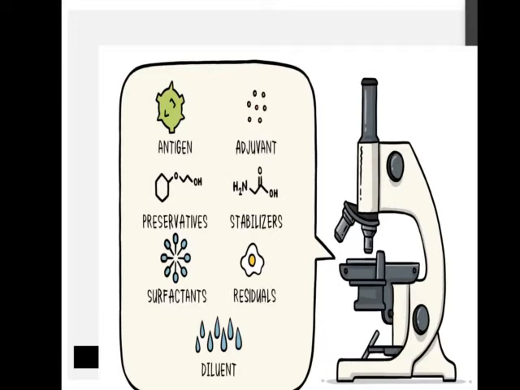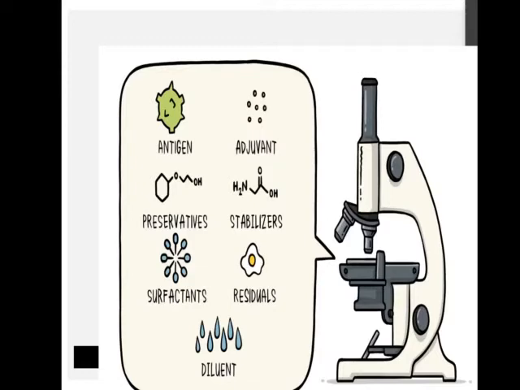Adjuvants are something that improves the immune response to the vaccine, sometimes by keeping the vaccine at the injection site for longer or by stimulating the local immune cells. These are adjuvants. And next is our dilutants.